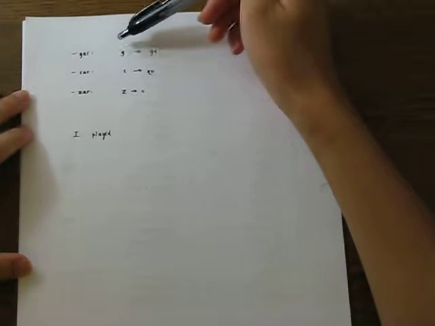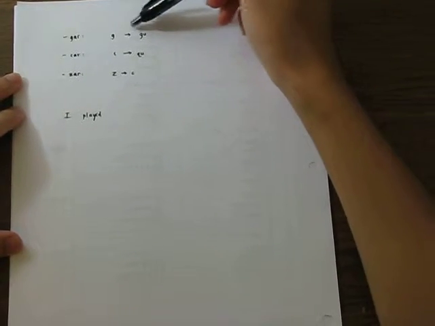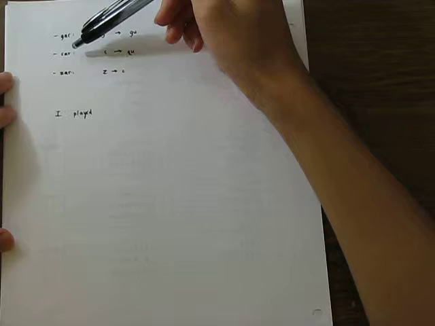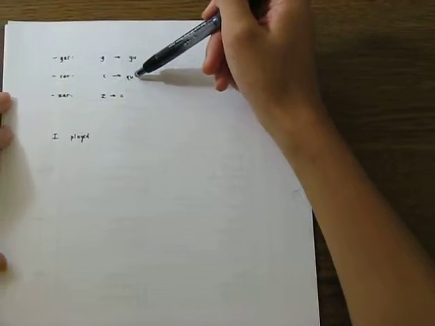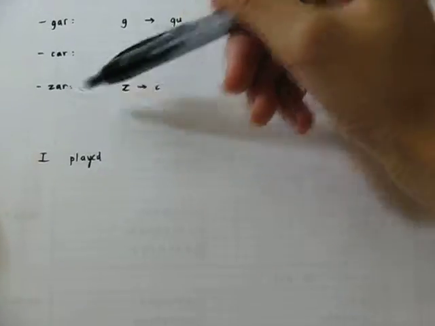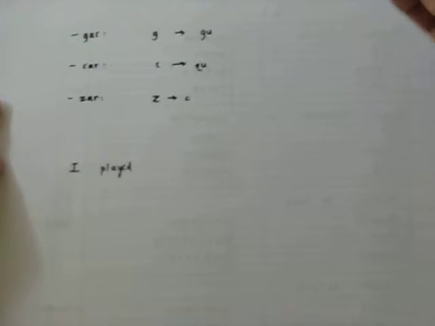So verbs that end in gar, such as jugar, change from g to gu. Verbs that end in car change from c to qu. So an example of a car verb would be something like buscar. And zar verbs change from z to c. And an example of a zar verb would be almorzar.